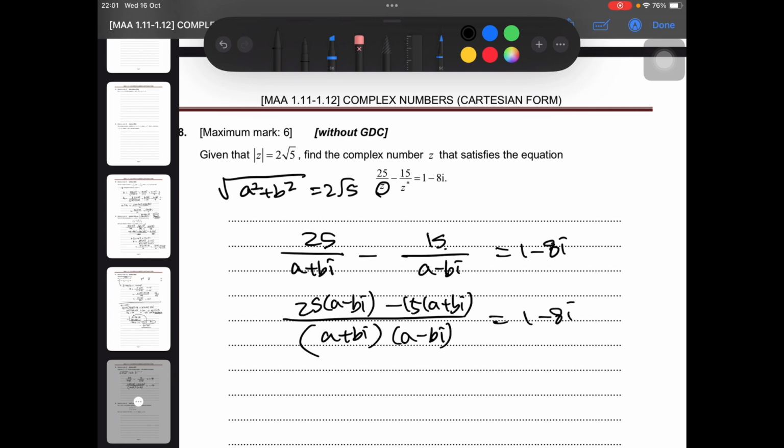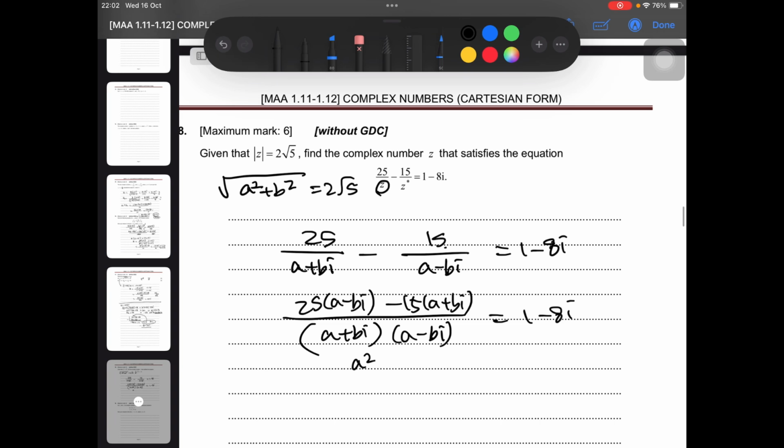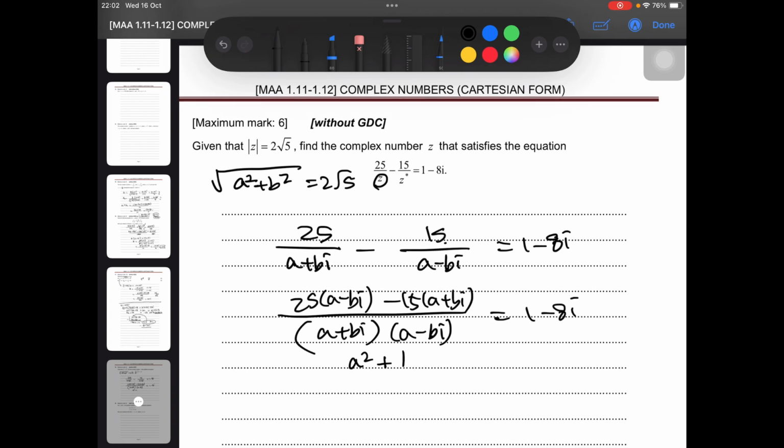This is the product of sum and difference, which is the difference of squares. So a squared minus (bi) squared, which is negative b squared. So now here, a squared plus b squared is 20. So now we can use 20. And let me factorize with 5. A minus bi minus 3a plus bi equals 1 minus 8i.